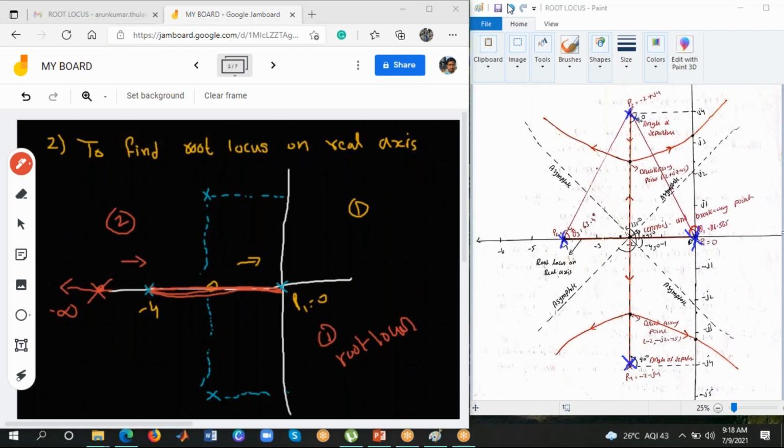You can see here, there is a root locus. Wait, I will change the color. So this is the root locus.